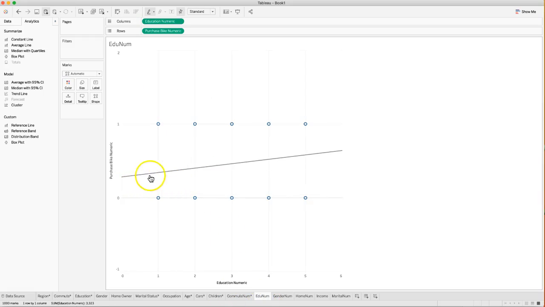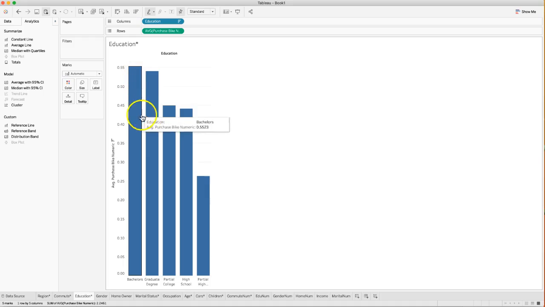Education. All right, this says as education goes up, and here's where I've converted smaller levels of education to higher numbers. So this is partial high school, partial college, bachelor's, graduate. So it does look like as people get more education, they do purchase more bikes, and that p-value is significant. But let's remember, with the categorical version of this chart, bachelor's and graduate actually flip.